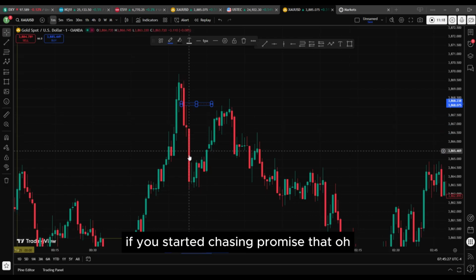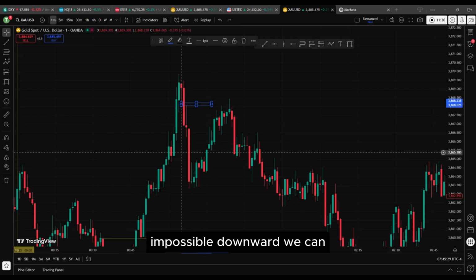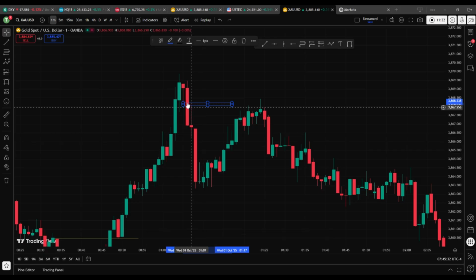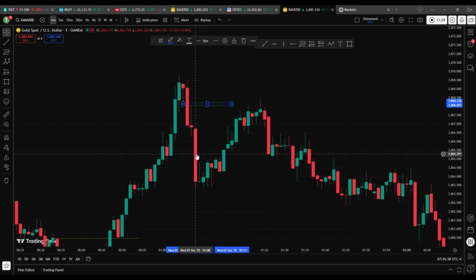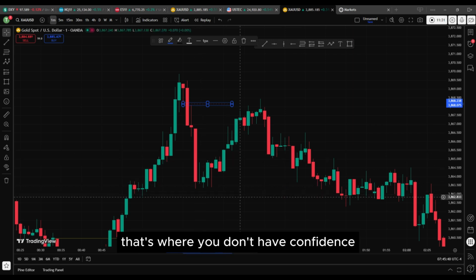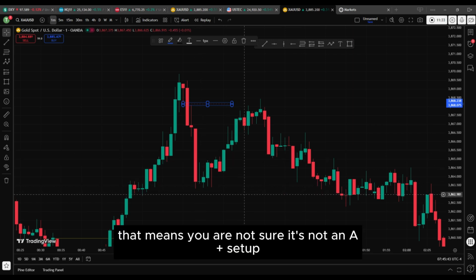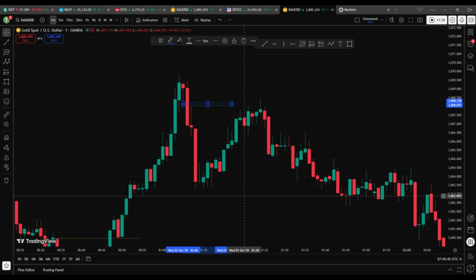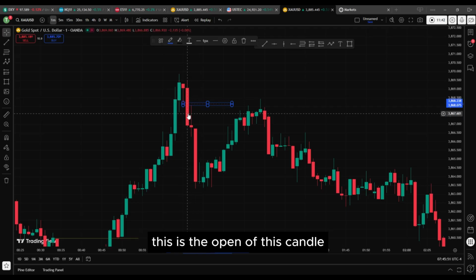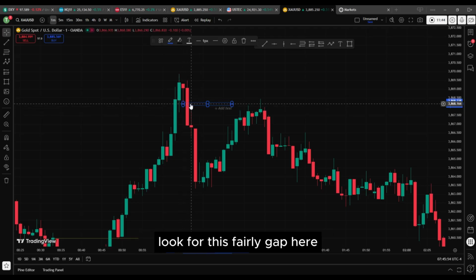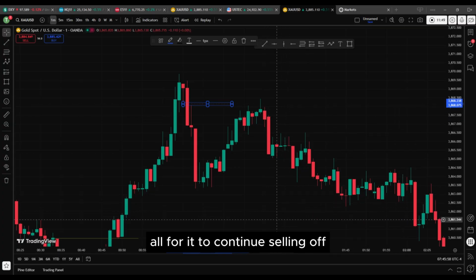If you started chasing price here, that impulsive move downward, hoping somehow this price is going to continue, that's where you don't have confidence. That means you are not sure. It's not an A plus trade. So I'd rather wait, work out the open of this candle, mark out the low of this candle, and look for this fair value gap here. See price jumping in there, only for it to continue selling off.